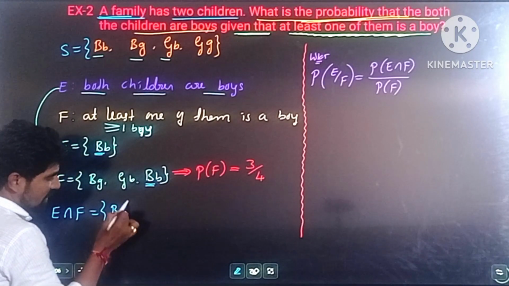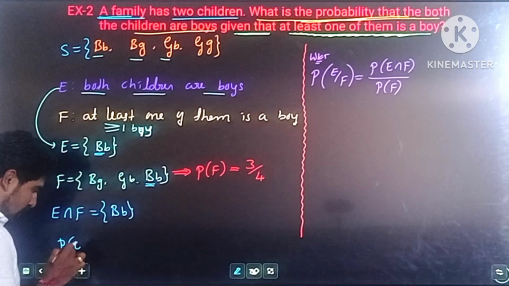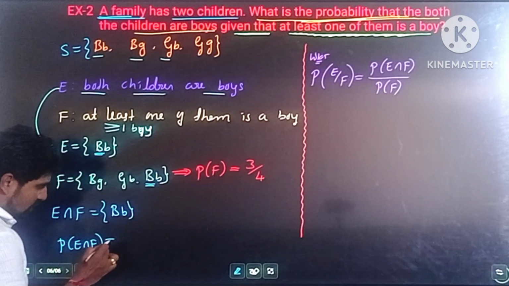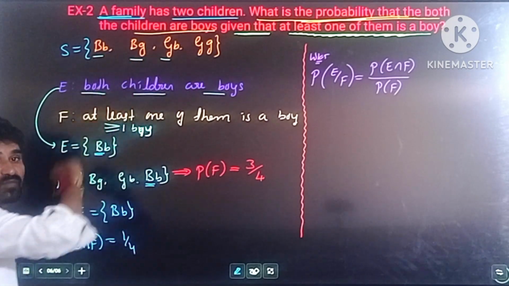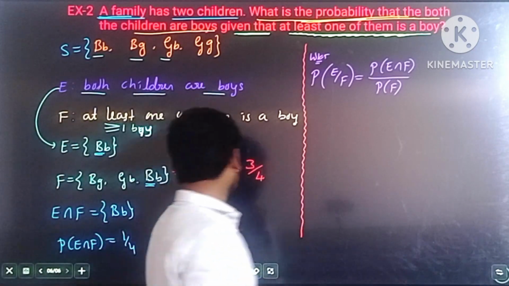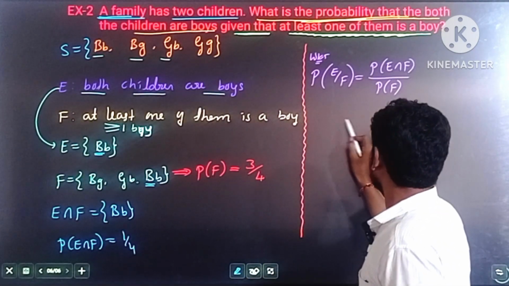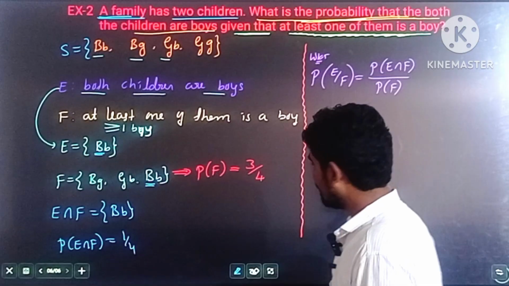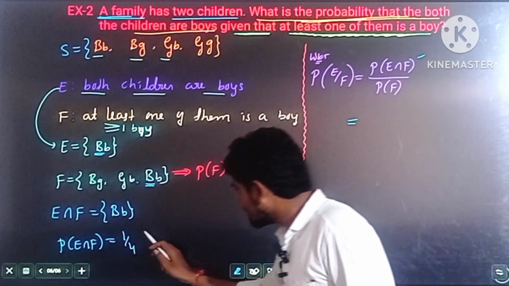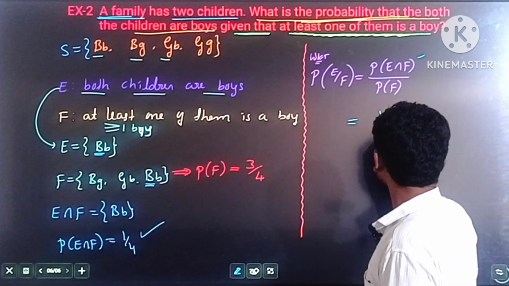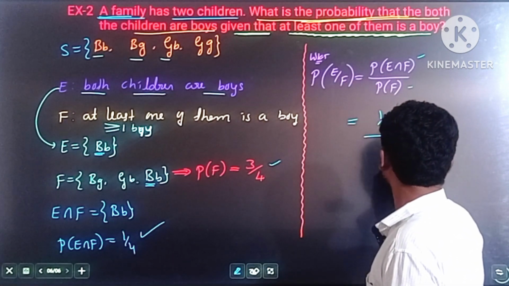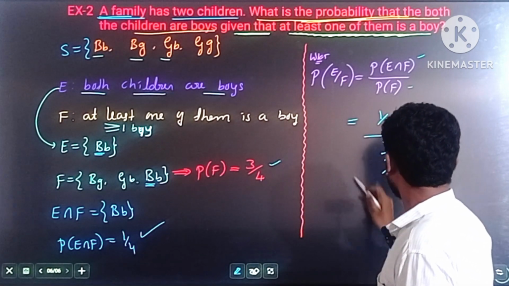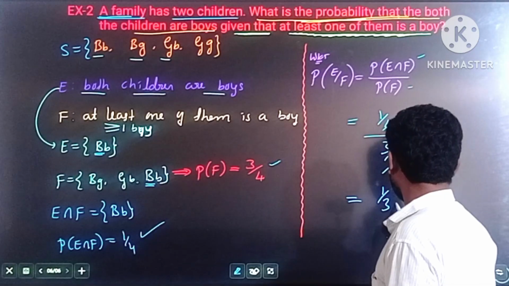Therefore, the probability of E intersection F is equal to 1 by 4, because there is one outcome in E intersection F and the total outcomes are 4. Hence, the required probability of E by F equals probability of E intersection F, which is 1 by 4, divided by probability of F, which is 3 by 4. The 4 and 4 get cancelled. So the required probability is 1 by 3.